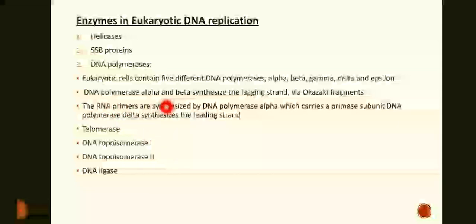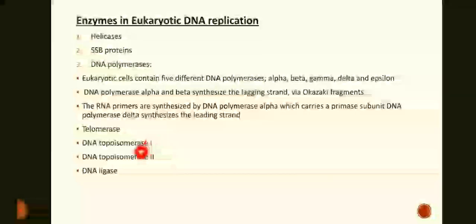DNA polymerase alpha synthesizes the lagging strand via Okazaki fragments. The RNA primers are synthesized by DNA polymerase alpha, which carries a primase subunit. DNA polymerase delta synthesizes the leading strand. And telomerase is a DNA polymerase enzyme that contains an integral RNA that acts as its own primer, which is used to replicate DNA at the ends of the chromosomes, that are the telomeres.